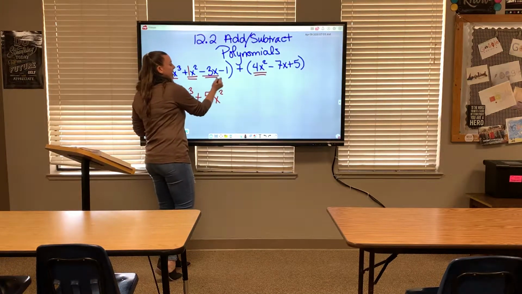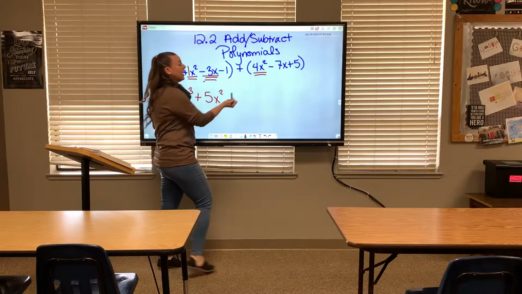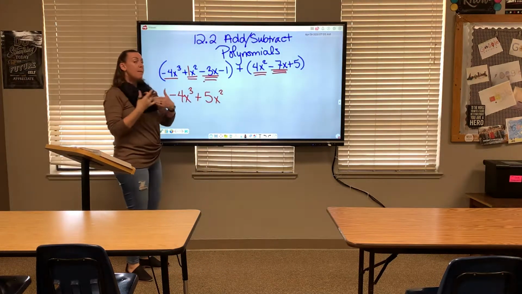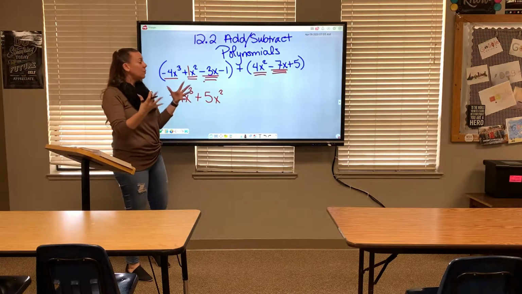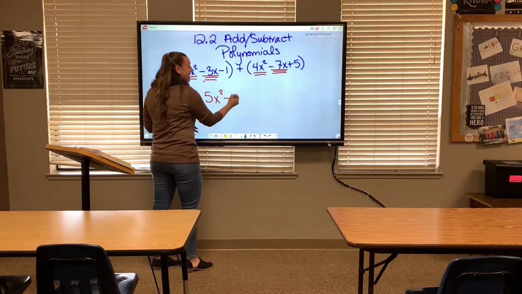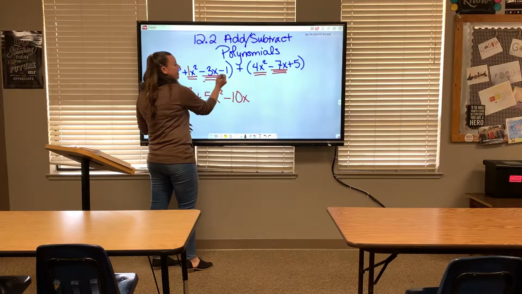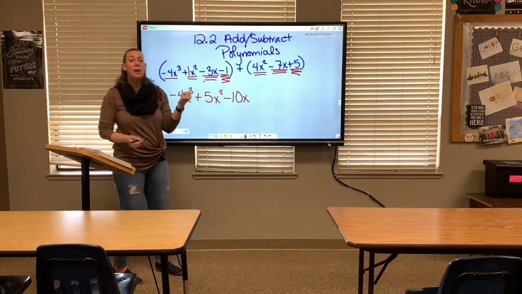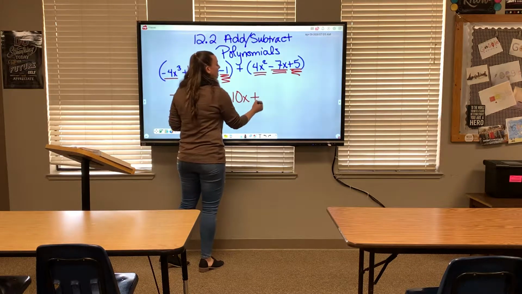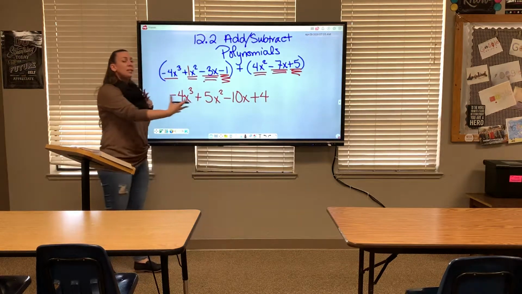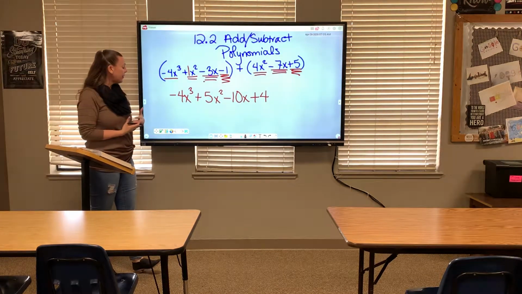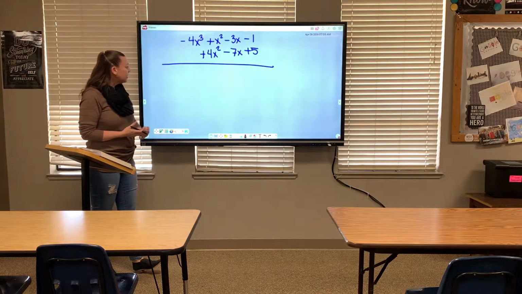Then I look at the next term down. I have a negative 3x, and I have a negative 7x. So that means I'm going to combine the negative 3 and the negative 7. When I put those together, it's a negative 10x. Then I have a negative 1 here and a positive 5 here. Negative 1 plus 5 is a positive 4. So now I've just combined those two polynomials. I've added them together. Let me show you another way of doing the same thing.